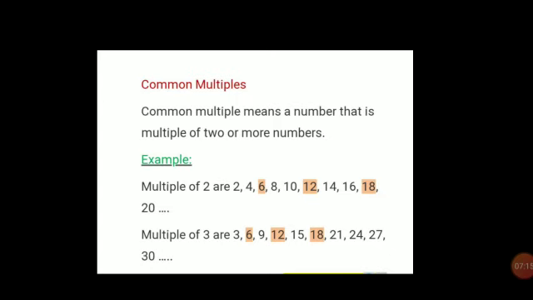For example, we have to find the multiples of 2 and 3, and also we have to find out the common multiples. In other words, we have to find out the common multiples of 2 and 3. We will write multiples of 2: 2, 4, 6, 8, 10, 12, 14, 16, 18, 20. You will write the 2 times table till 10.